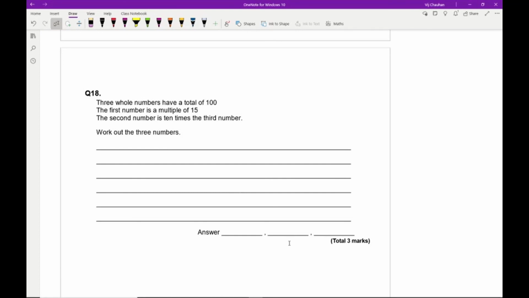So here it's worth 3 marks. So here you can pretty much guess. We know that the 3 numbers have got to add up, so I need to find 3 numbers that add together to equal 100. It says that the first number is a multiple of 15. So I'm looking at 15, 30, 45, 60, 75 and 90. So the first number's got to be one of those 6 numbers.